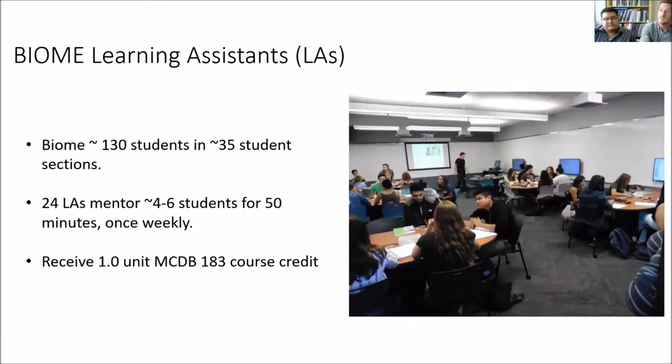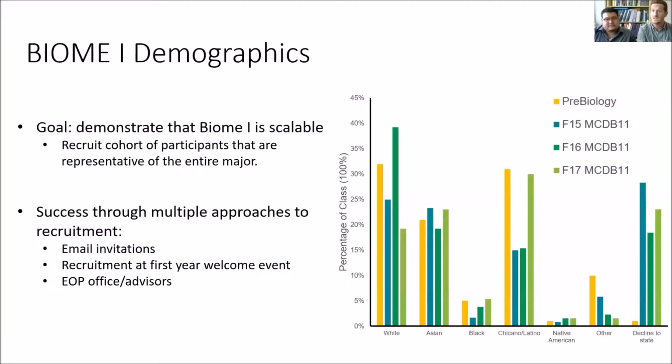One thing that we were very interested in is that we have over 1,000 incoming pre-biology students. We want to make sure that the programs that we designed were scalable. So we didn't actually have targeted recruitments, but we did work with various different types of approaches to try to get a student population in these Biome courses that were representative of the total pre-biology major. So in this histogram here, what you see with the yellow bars is the total pre-biology major in terms of the demographics. In this case, it's race. And what you can see in the other colors are the progression of our recruitment.